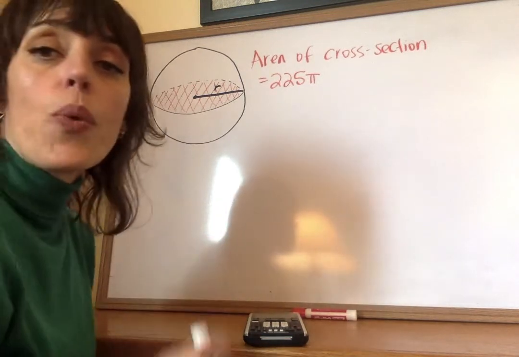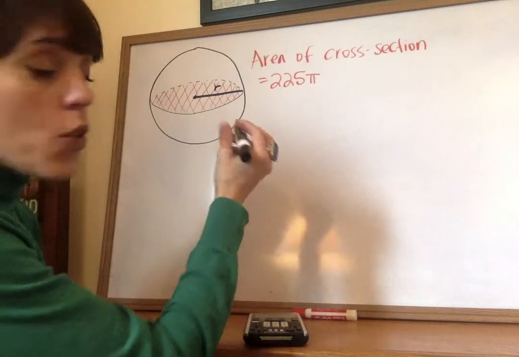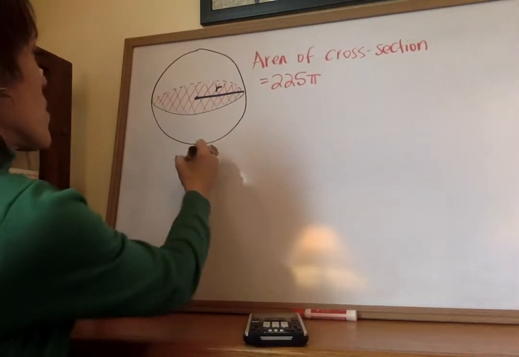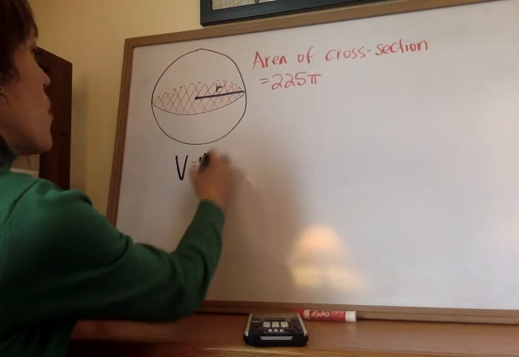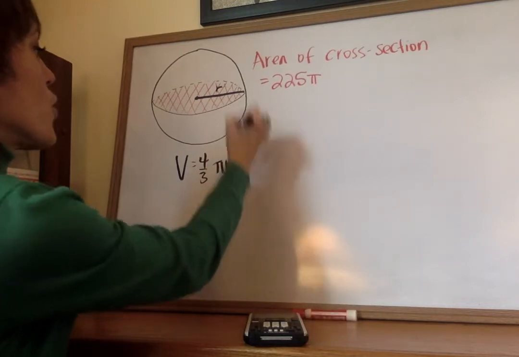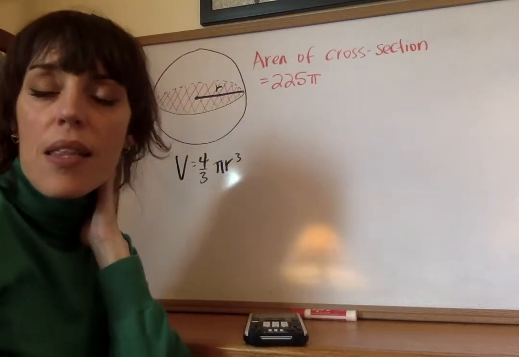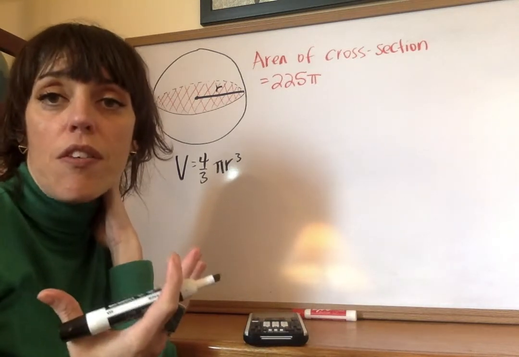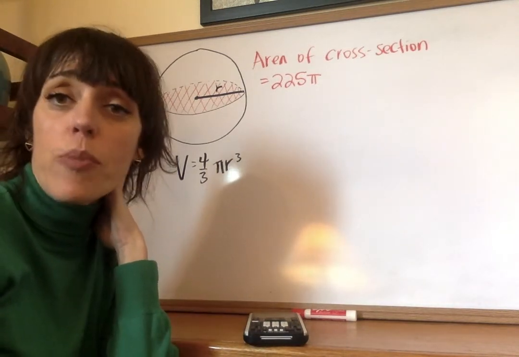Okay, so we know that to find the volume of a sphere, we're going to use the formula 4/3 pi r cubed. And like I said in the last video, we don't need many measurements to find the volume of a sphere, but we do need one measurement, and that's the radius.